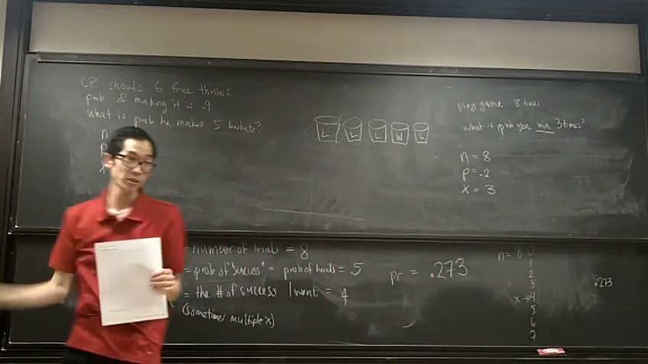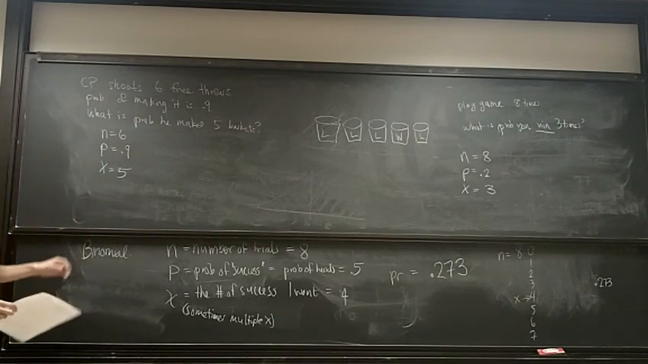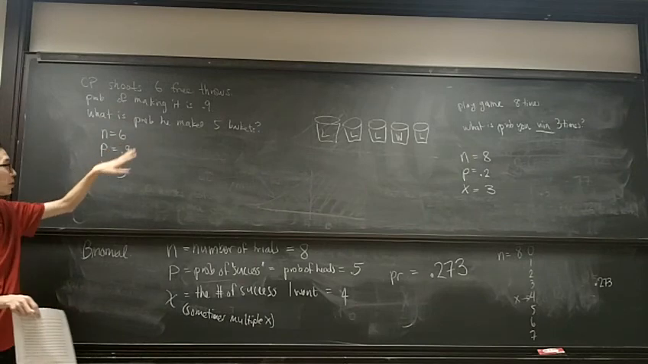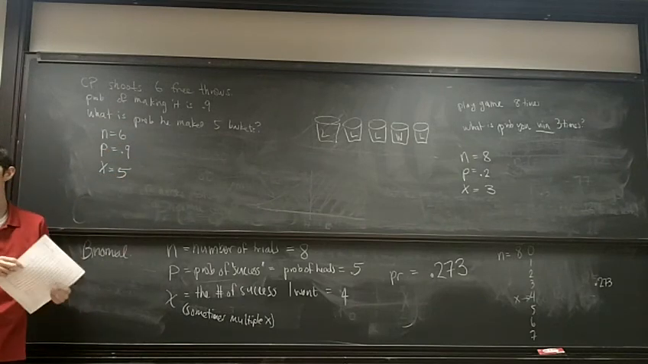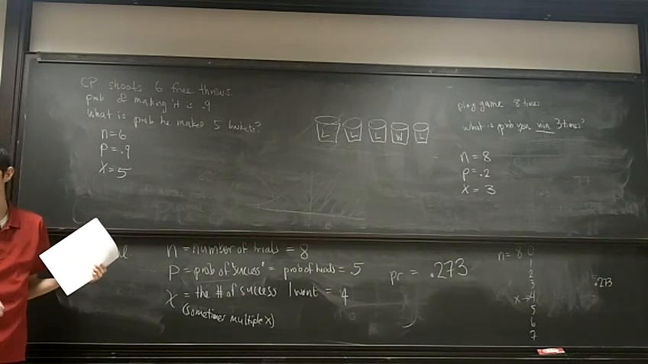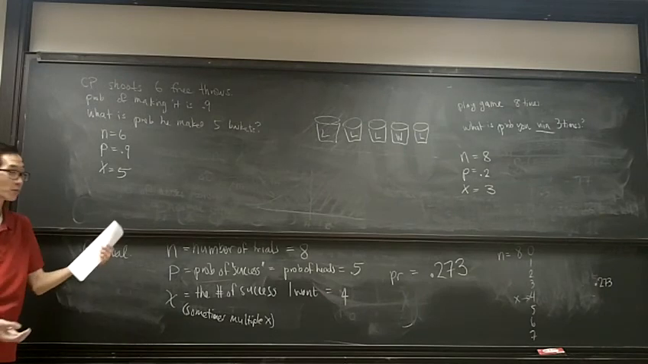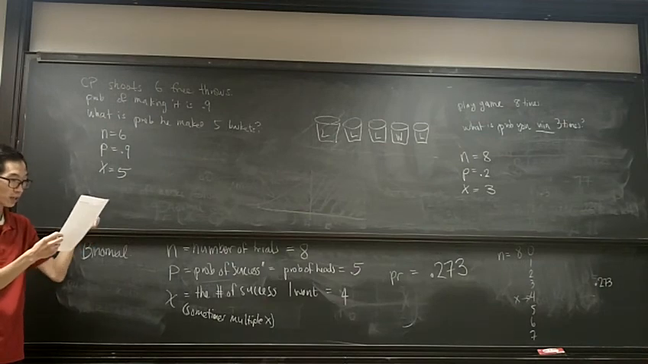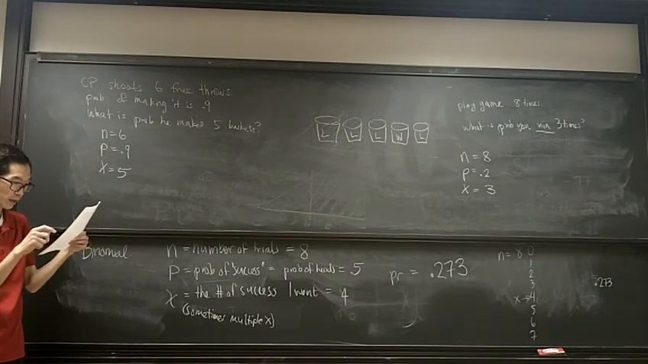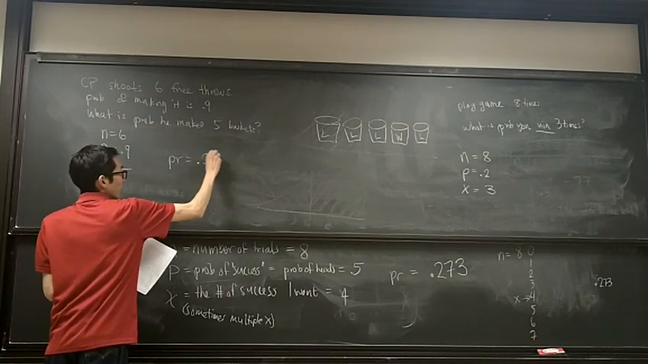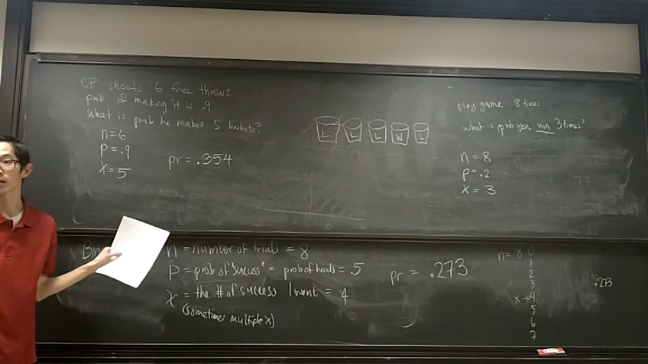Let's try this one. Chris Paul shoots 6 free throws. The probability of making it is 0.9. We want to know the probability he's going to make 5. So that means he made 5. How many did he miss? He missed 1, right? He shot 6 baskets. If he makes 5, he missed 1. So the probability here is 0.354.